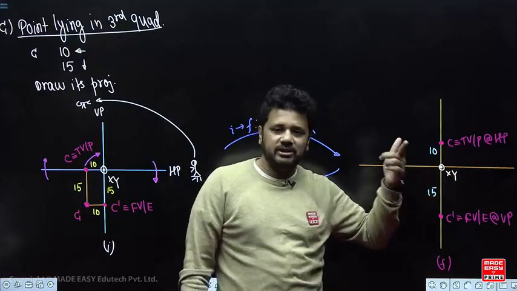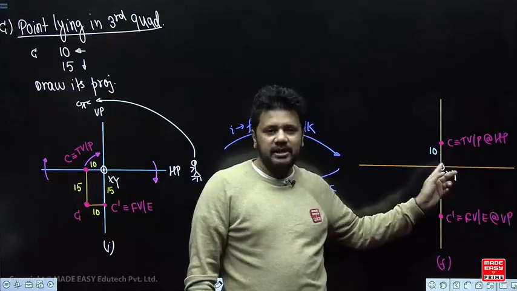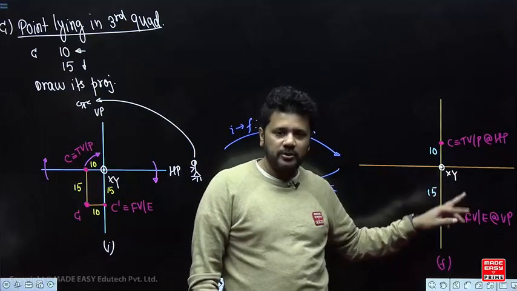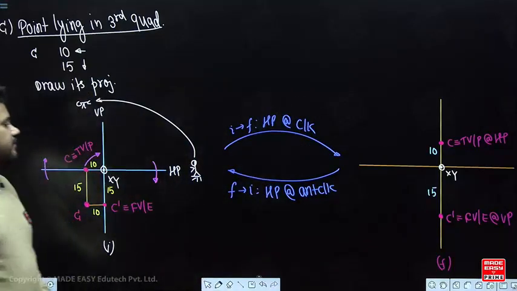This is what was told to you in theory of projection. I have also told you that above XY is HP and below XY is the VP, opposite of first angle. You can see that exactly third angle. So this is how we can draw it.